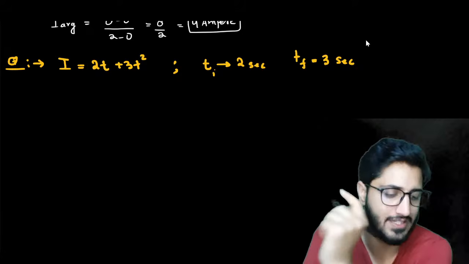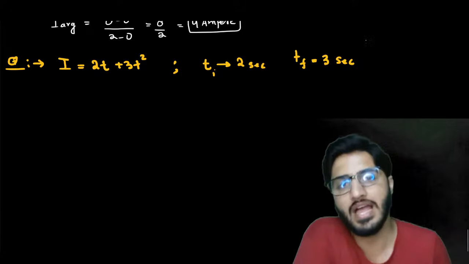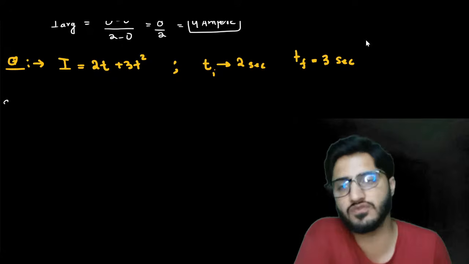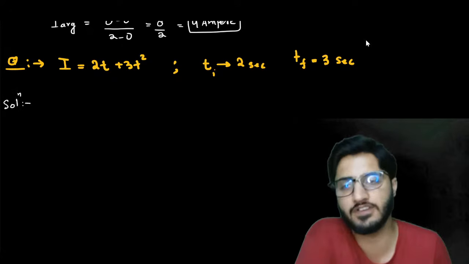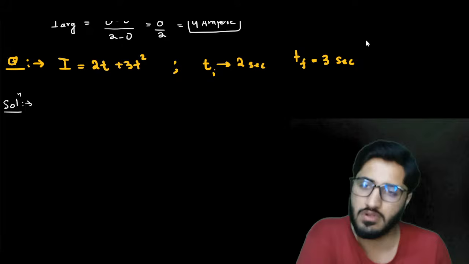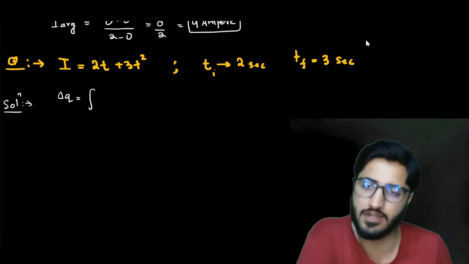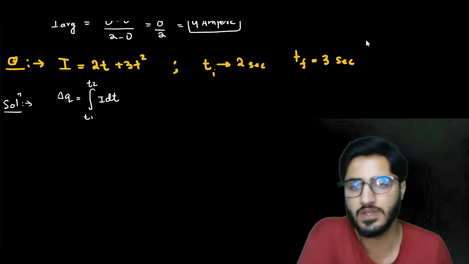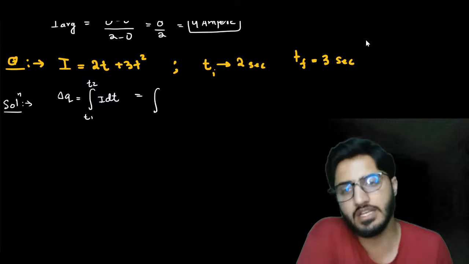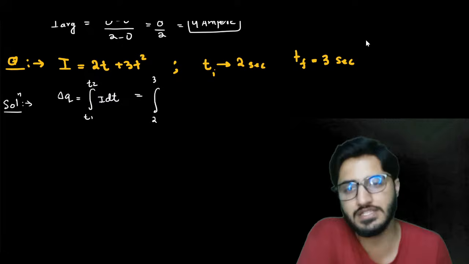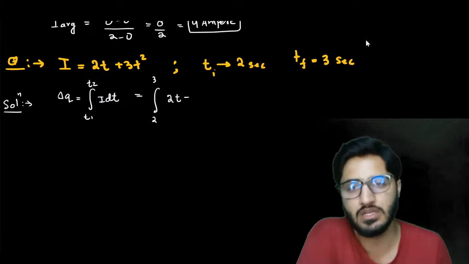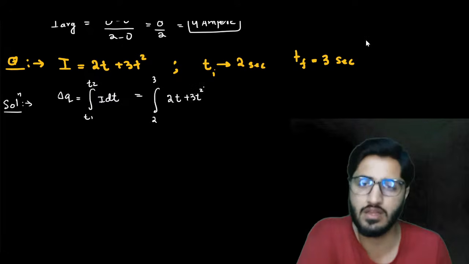So how can we get the charge? To get the charge, we apply the formula that we did in the past: delta Q is equal to the integral from t1 to t2 of I dt. So now integrate. Initial time is 2, final time is 3, and I is given as 2t plus 3t square, with respect to dt.